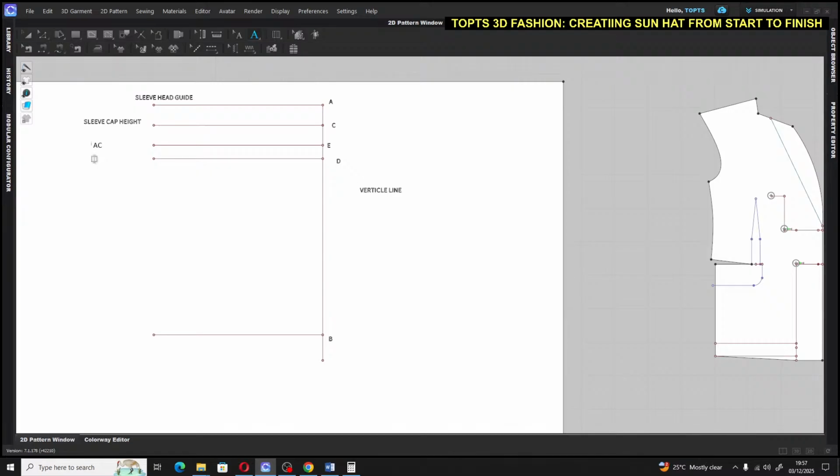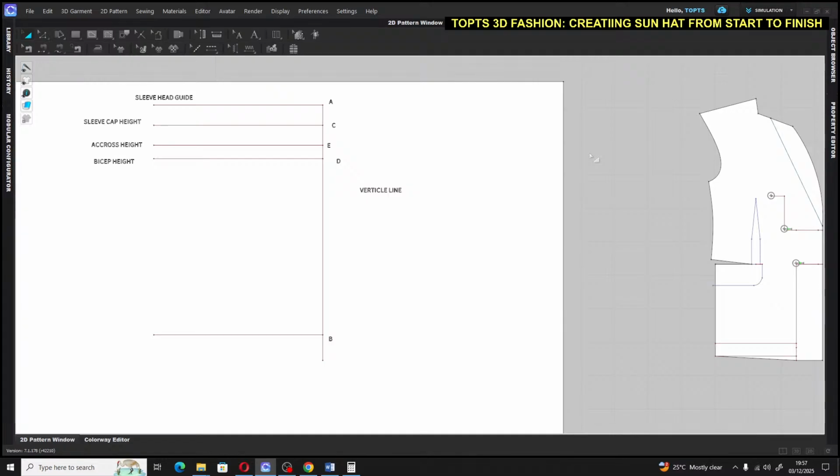Across height line. Then this one is our bicep height. We forgot to label it. My student, please be reminding me. Bicep height line, that one. Now the next line that we are going to determine is the elbow.